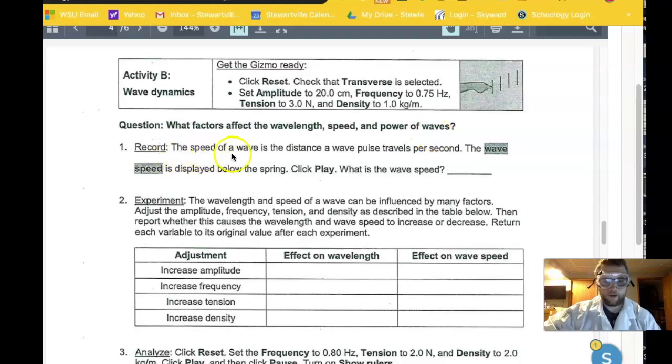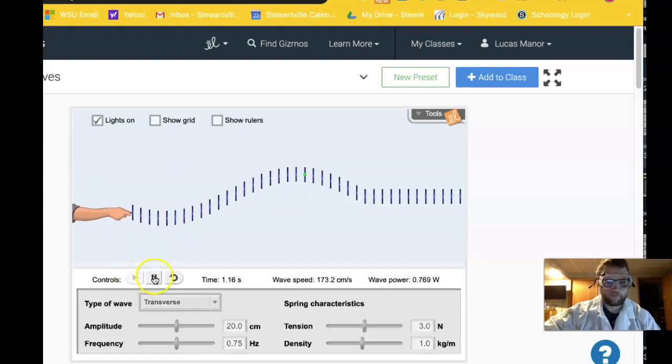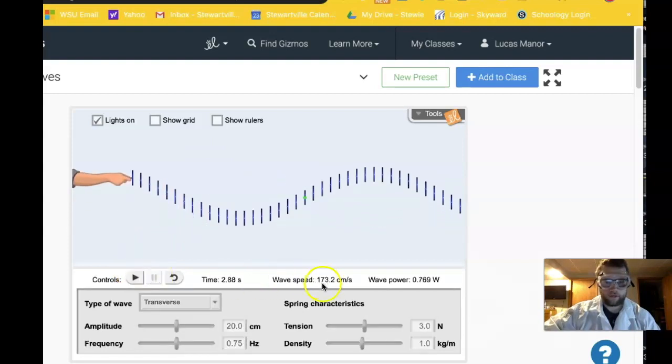Number 1, the speed of a wave is the distance a wave pulse travels per second. The wave speed is displayed below the spring. Click play. What is the wave speed? So if we hit play, we can pause that again. We see that our wave speed is 173.2 centimeters per second. I'm going to write that down because we're going to know that number for what we're doing next.